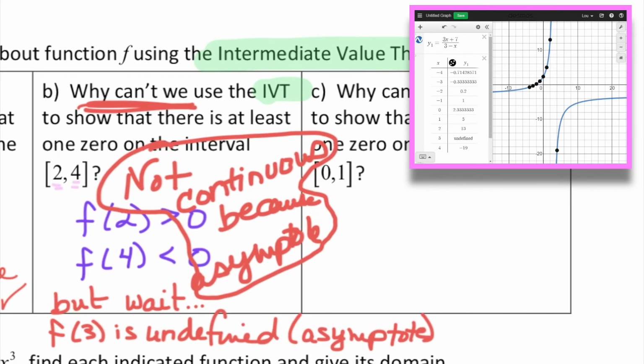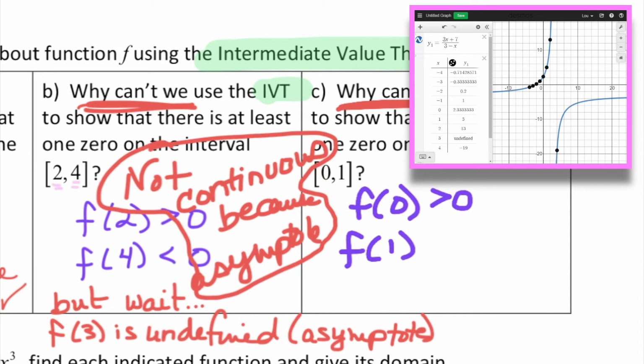And again, part C also says, why can't we? So I do want to start by looking at f of 0, whether it's positive or negative, f of 1, whether it's positive or negative. f of 0 is 2.3 repeating, so it's positive. f of 1 is 5, so it's positive. And so your answer here would be no sign change.